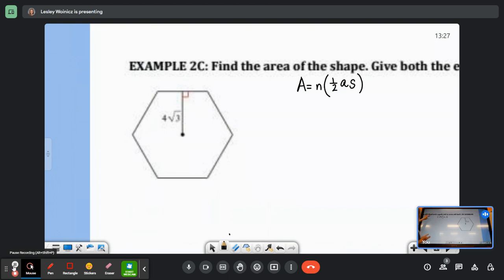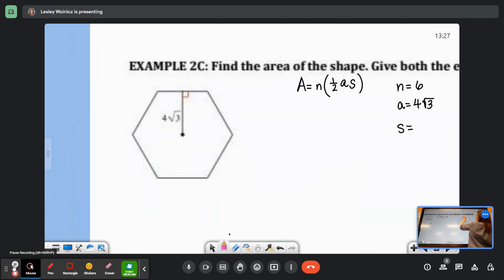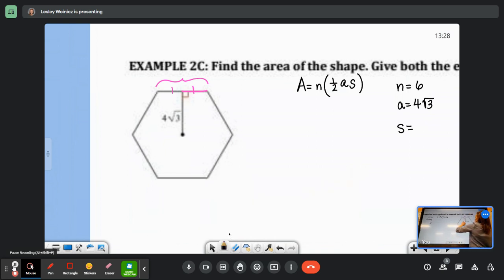So let's look at what we've got. We know the number of sides is 6. We know the apothem is 4√3. We just need to find the side length. So the trick we're going to use is that we are going to find this little length, and then we'll multiply it by 2 to find the side length, because those little segments are congruent. All right, here we go. Let's connect our vertices to our center.